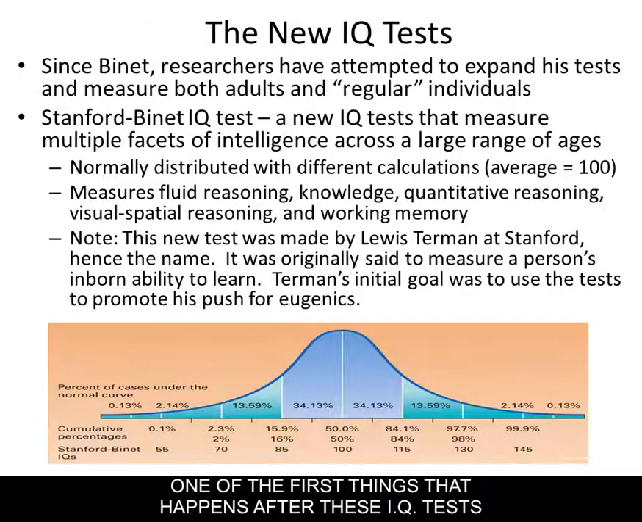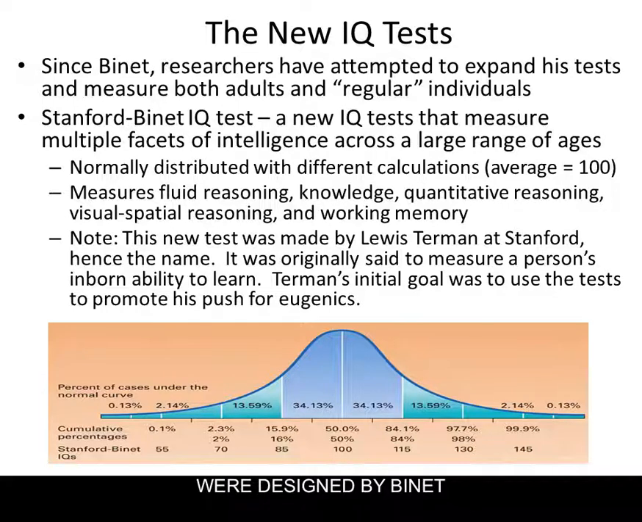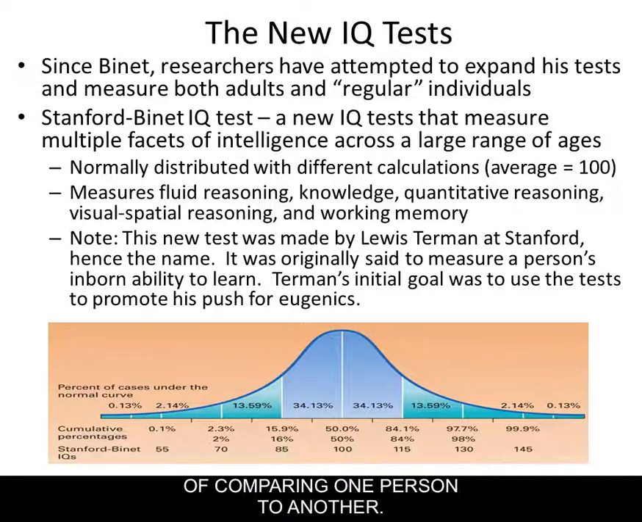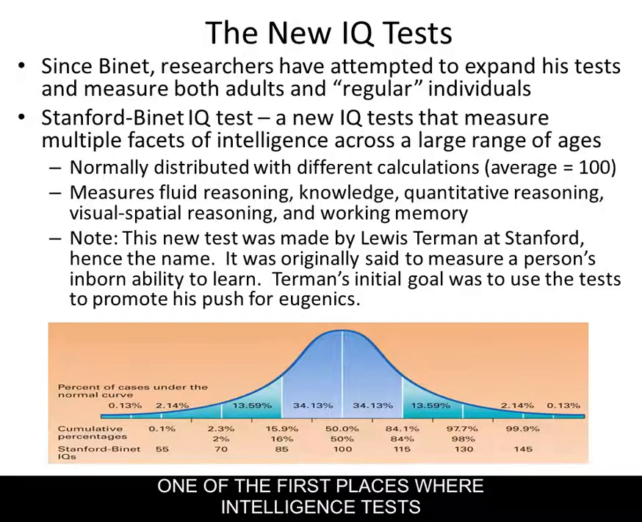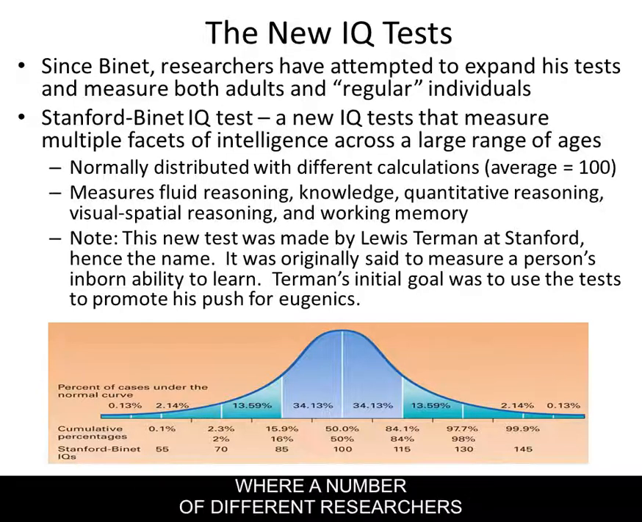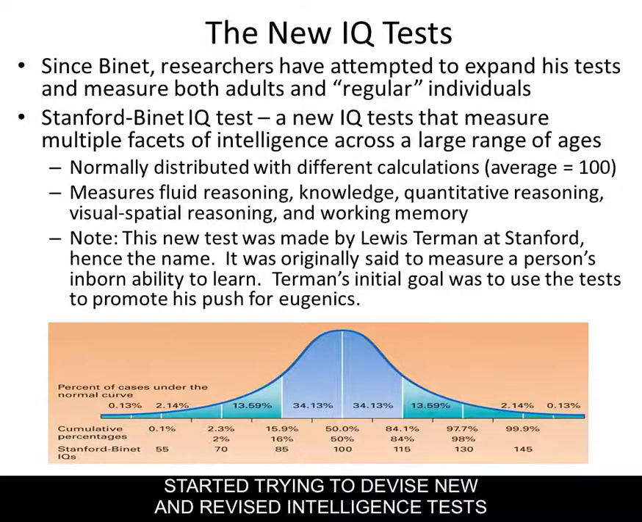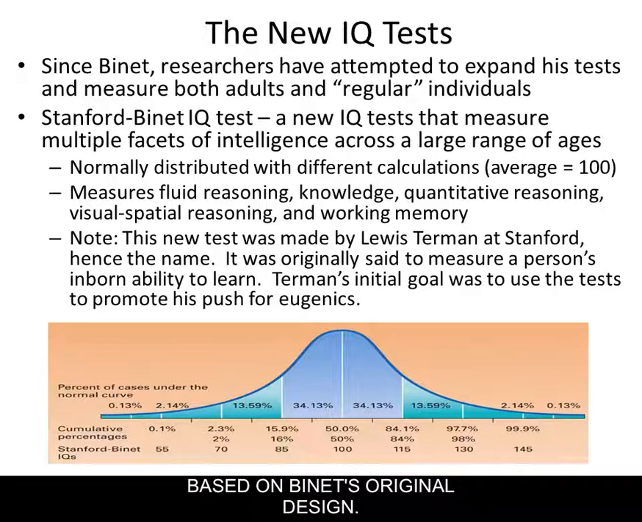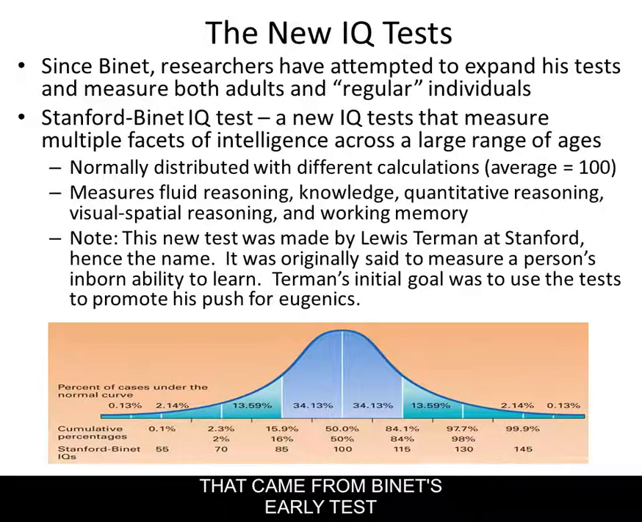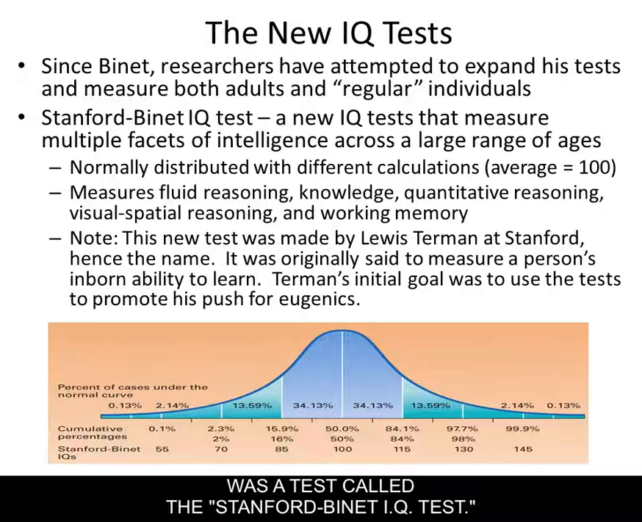One of the first things that happens after these IQ tests were designed by Binet was they started picking up in popularity. In particular, many people, many miles from France, started becoming enamored with this idea of comparing one person to another. One of the first places where intelligence tests really became popular was in the United States, where a number of different researchers started trying to devise new and revised intelligence tests based on Binet's original design. And one of the more popular and still famous tests that came from Binet's early test was a test called the Stanford-Binet IQ test.